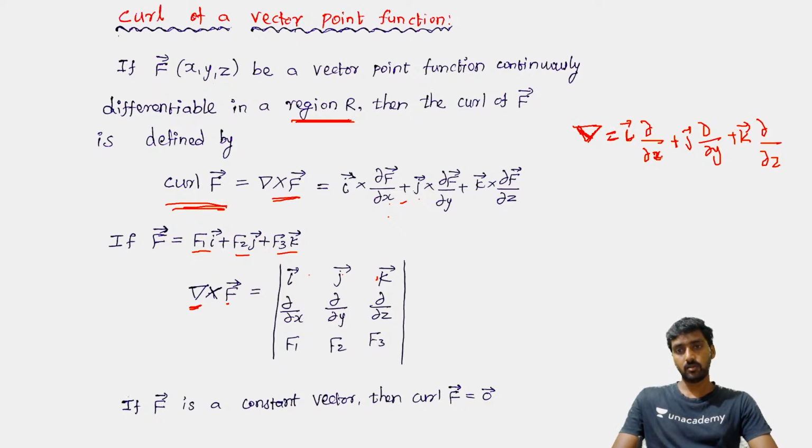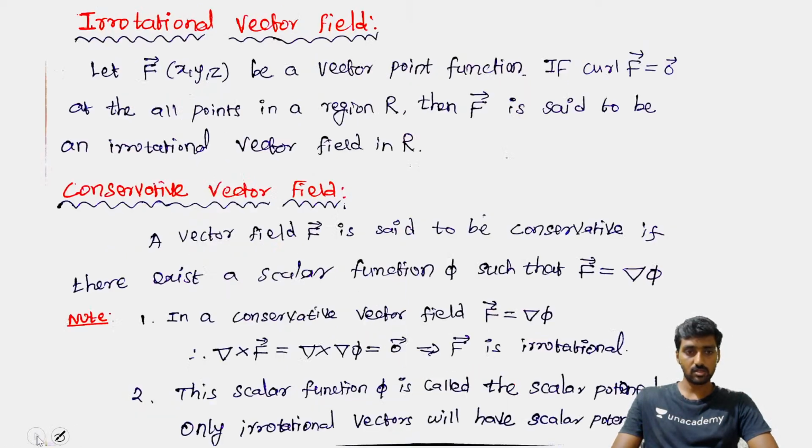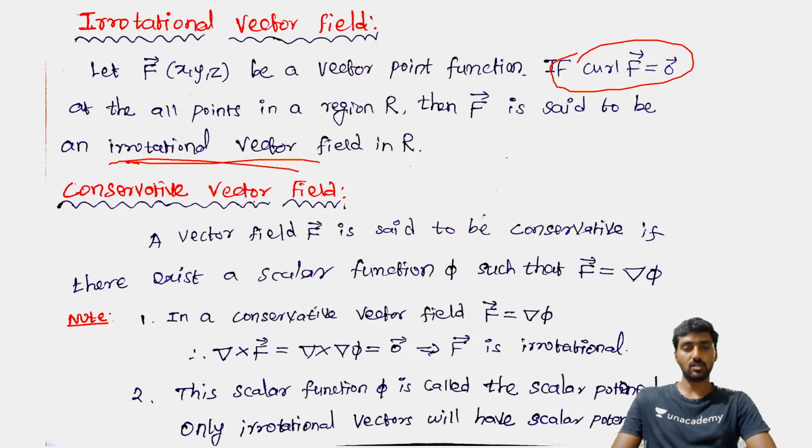Now dou divided by dou x plus j vector into dou divided by dou y. Now it's a coefficient of i vector, dou divided by dou x, j vector dou divided by dou y, k vector dou divided by dou z. Likewise, i, j, k vector coefficients in the F, f1, f2, f3. So we need to take the determinant. Now if curl of F vector is equal to 0 vector, then it is called an irrotational vector field. Whenever the curl of the vector is equal to 0, the vector field quantity is called an irrotational vector.